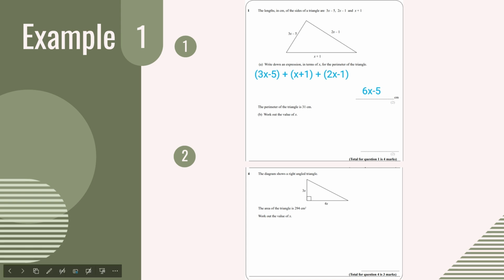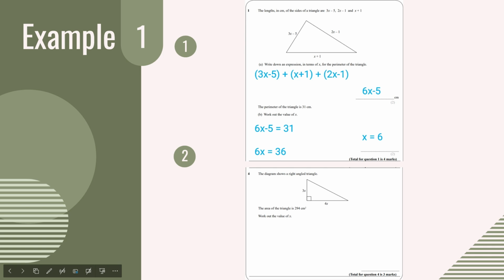In part B of the question, we are asked to work out the value of x when given the perimeter of the triangle equals 31 centimeters. As we know the perimeter can be written as 6x minus 5, we simply write 6x minus 5 equals 31. As we add 5 to each side to get x on its own, we get 6x equals 36. Both numbers are divisible by 6 to get the answer of x equals 6.